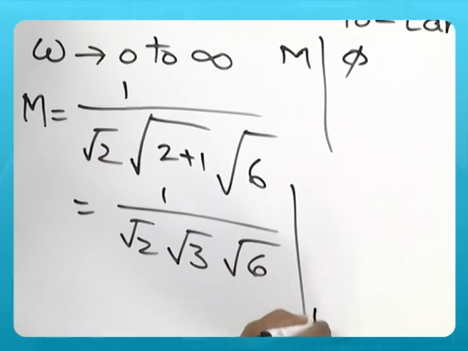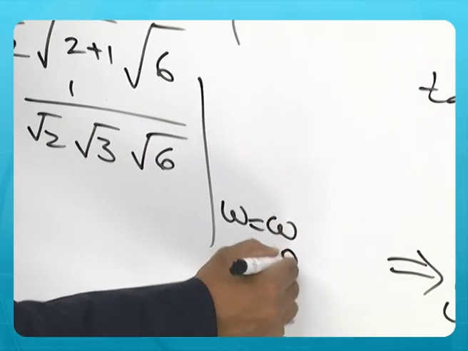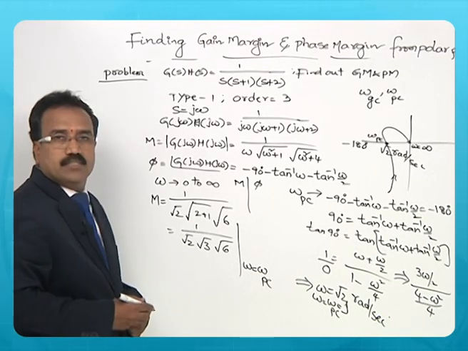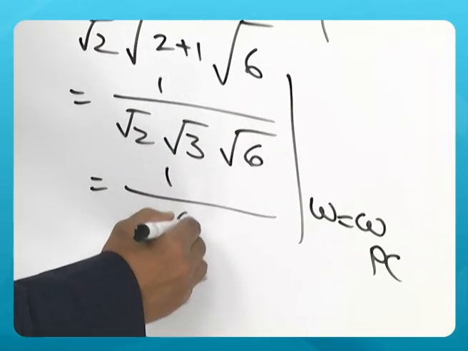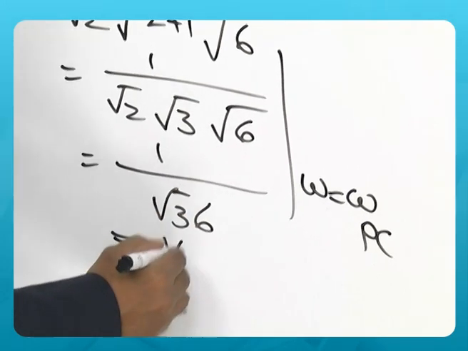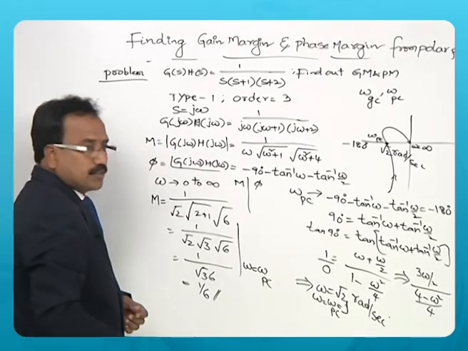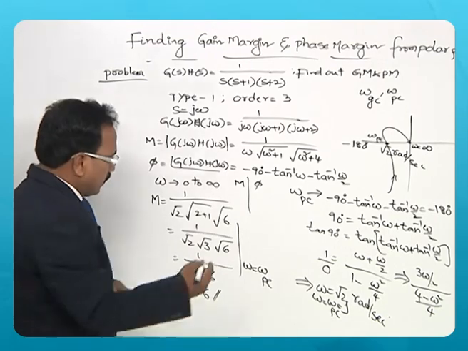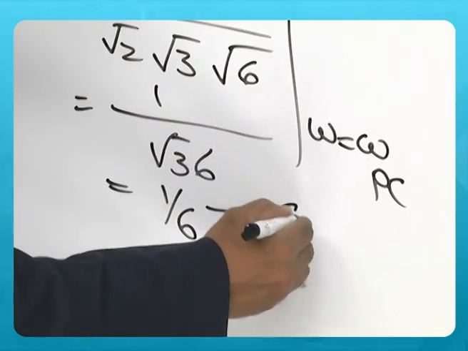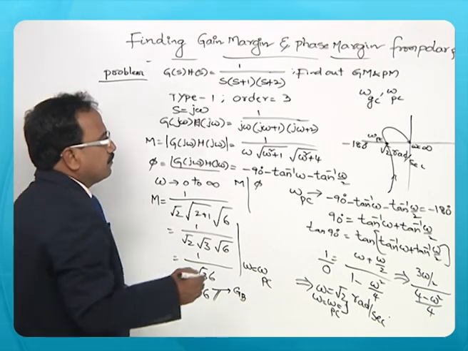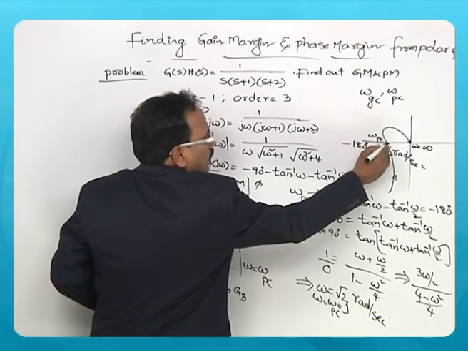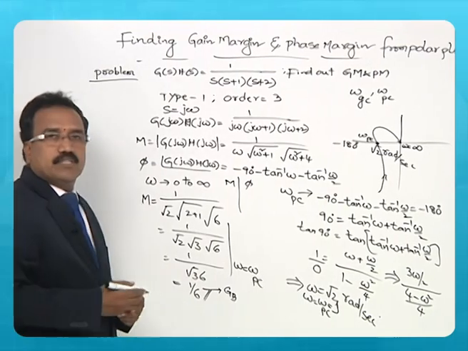This magnitude is at omega equal to omega PC, that is root 2 radians per second. So, this is 1 by root 36, that is 1 by 6. So, this is the magnitude. We were calling this the gain at omega PC. So, the magnitude here is 1 by 6.